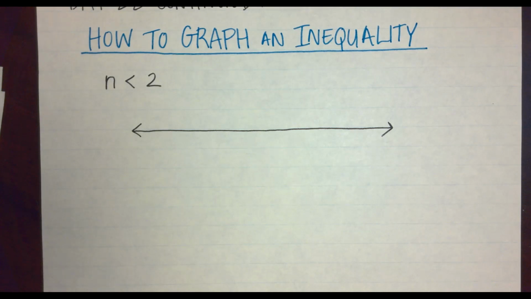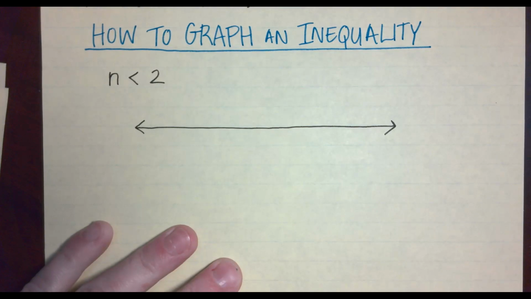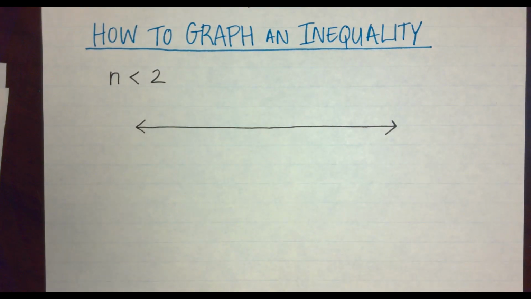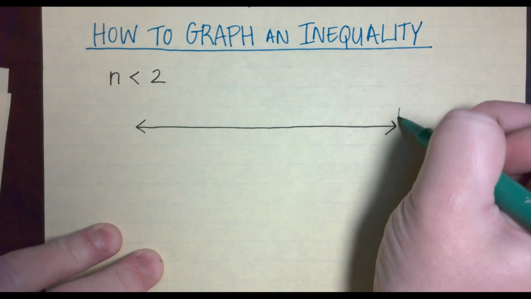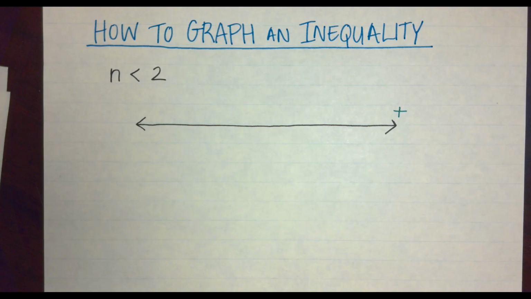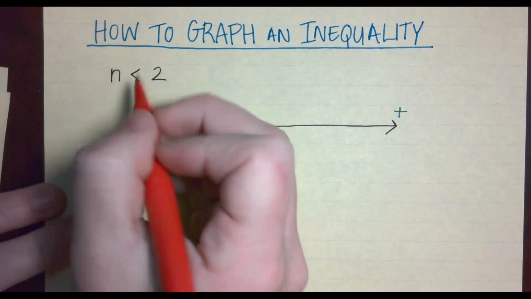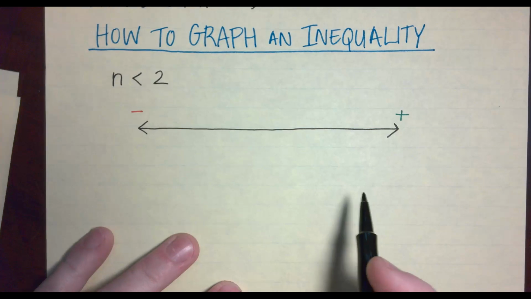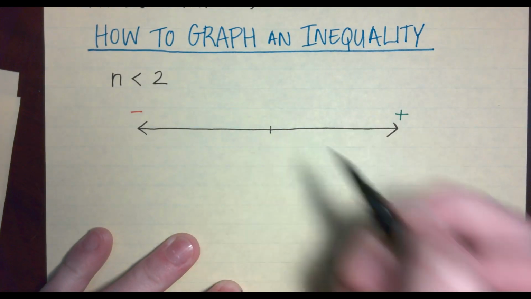And make sure you put arrows on the end to show that the line goes on and on forever until infinity in both directions. Once I've drawn my line, I always want to label where my numbers are getting bigger and where they're getting smaller. So I like to put a plus over here on the right side, and a minus over here on the left side. Now that we've got our number line labeled, we're gonna put a little tick mark right in the middle.